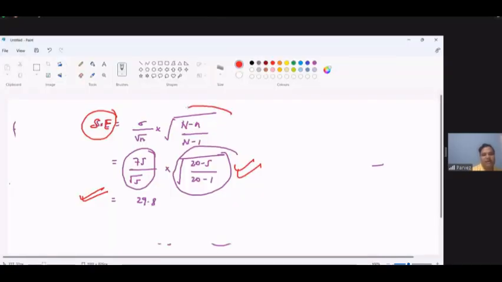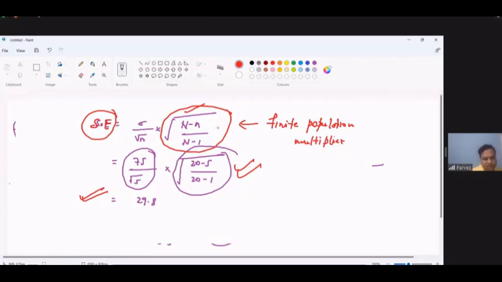This term, the square root of capital N minus n divided by capital N minus 1, is called the finite population multiplier. Sometimes they can ask for 1 mark: the correct formula for the finite population multiplier, with four options. They can give four formulas and ask you which is the correct formula. Is it clear?